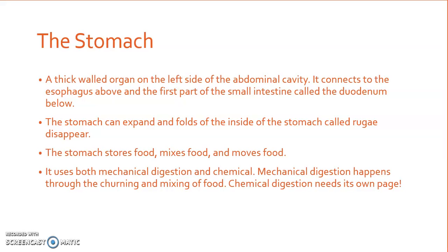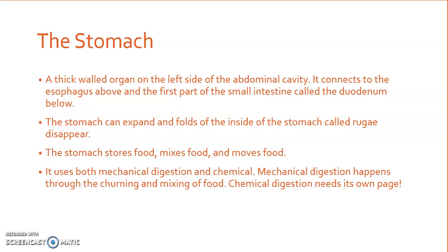So anyways, the stomach stores food, it mixes food, and it moves food. So it uses both mechanical digestion and chemical. Mechanical digestion happens through the churning and mixing of food. So there's a whole bunch of movement in the stomach. It kind of contracts in different places and causes food to mix up, and that can help break it down as well. That kind of churning could break pieces off of food. So that's the churning and mixing of food, which would be mechanical digestion.